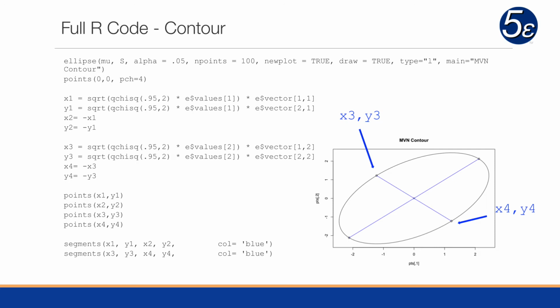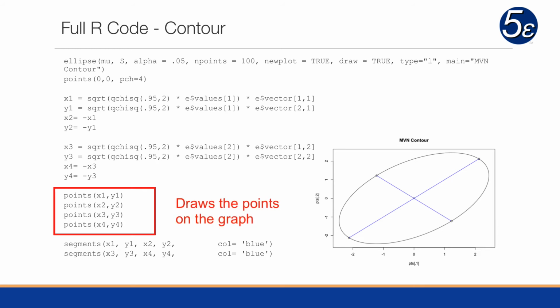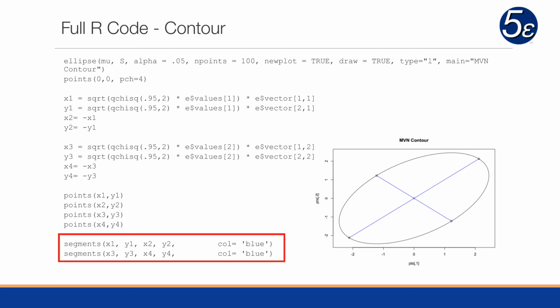From that, we will draw those points by using the points function in R, and it will give us our x1 and y1, our x2 and y2, our x3 and y3, and our x4 and y4. Then we will draw some line segments to connect the dots. We're going to connect x1, y1, and x2, y2. We're going to connect x3, y3, and x4, y4.